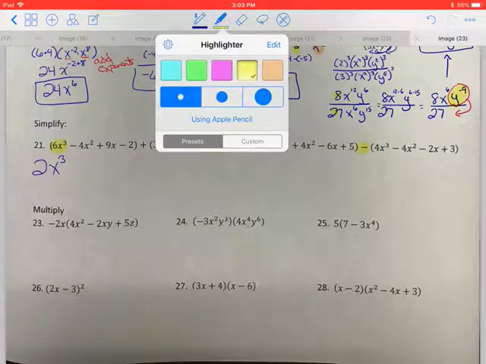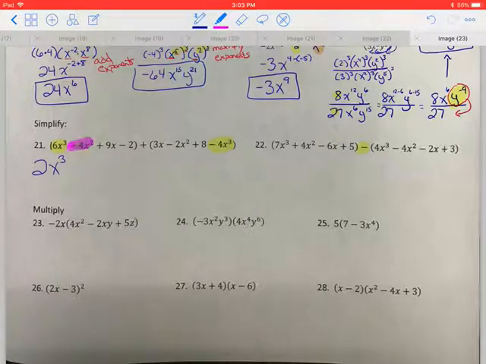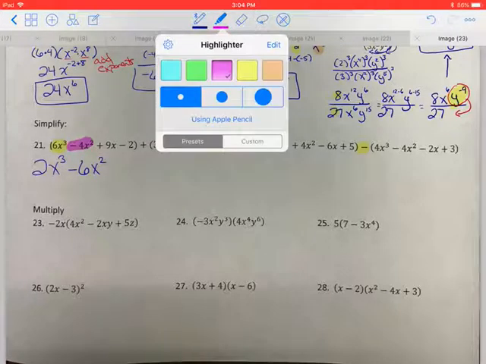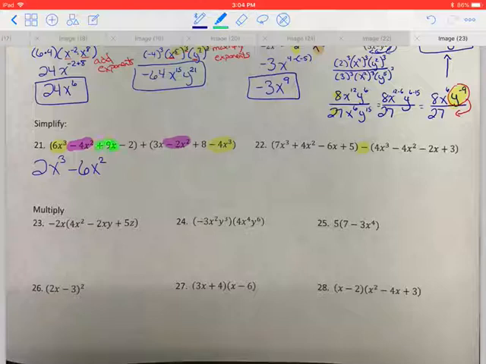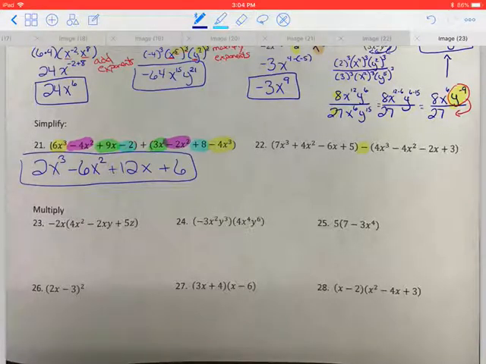So then I move on to my x squared terms. There's 1 and there's 1. They're both negative, so negative 4 plus negative 2 makes negative 6, and I keep the x squared. So I'm putting this in what we call descending order, where the exponents go down. So now we have a 9x and a 3x. Those are both positive, so 9 plus 3 is 12. We get 12x. And then finally, we have our constants. We have a negative 2 and a positive 8, and that's going to give me a positive 6. So I've combined all my similar terms, and I'm done.